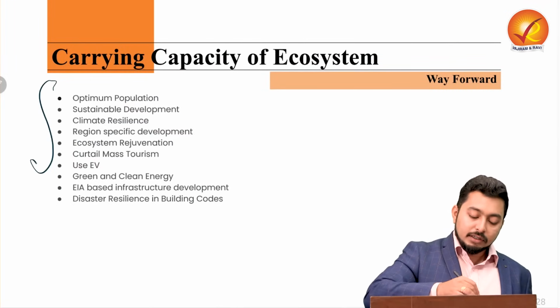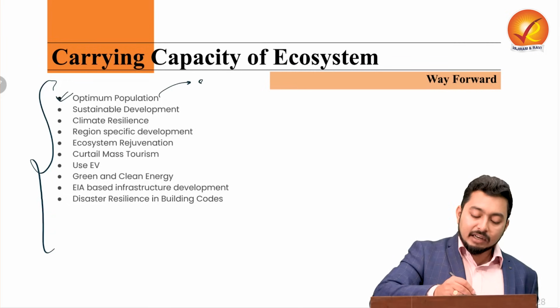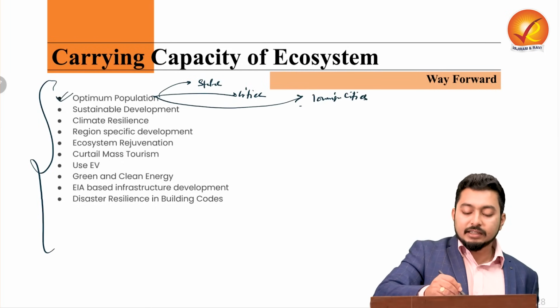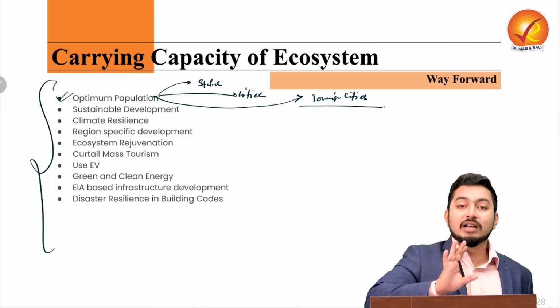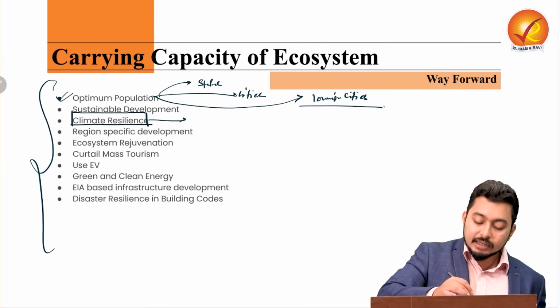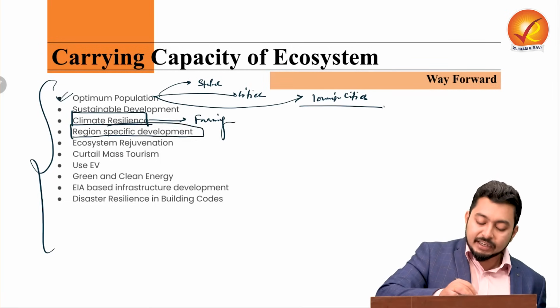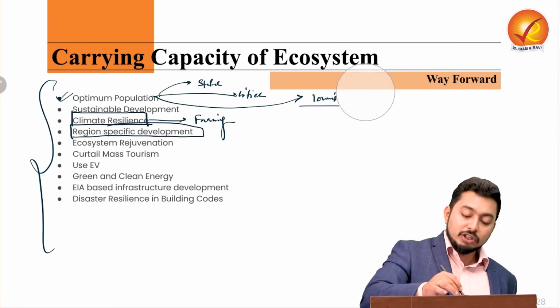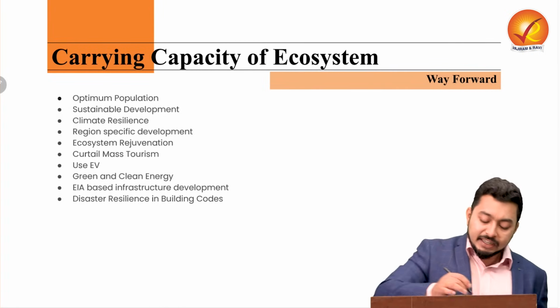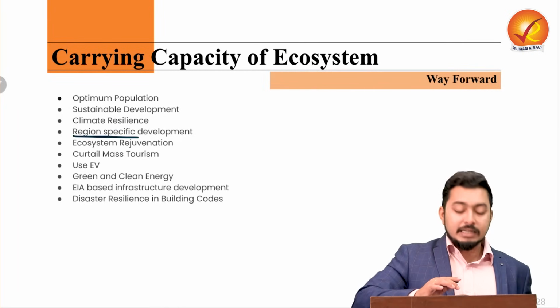So what is the way forward? We must look at optimum population, whether we are looking at our states or our cities, and more particularly our tourist cities. Why? Because they are facing the vagaries of the issues of mass tourism, volume tourism, right? Then the idea of climate resilience, inbuilt climate resilience in all processes, including farming. Then we have to look at region-specific development. A one-size-fits-all approach does not work. Why? Because the Western Ghats are completely different from the Himalayas. So we need to come up with a region-specific developmental strategy.